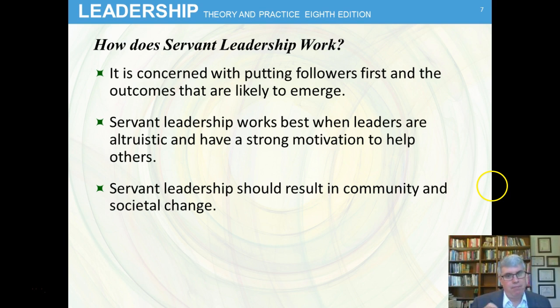Now, servant leadership works best when leaders are altruistic. That means they're concerned not primarily about themselves, but about others, and have a strong motivation to help others, because of their values, helping others is a key part of their being. And servant leadership should result in community and societal change because of how people are treating each other.